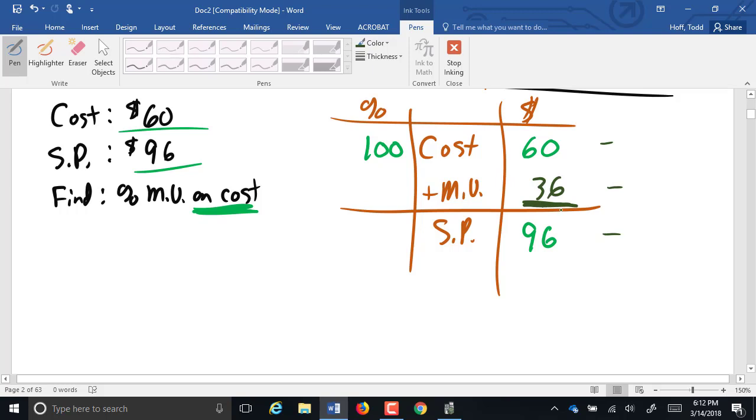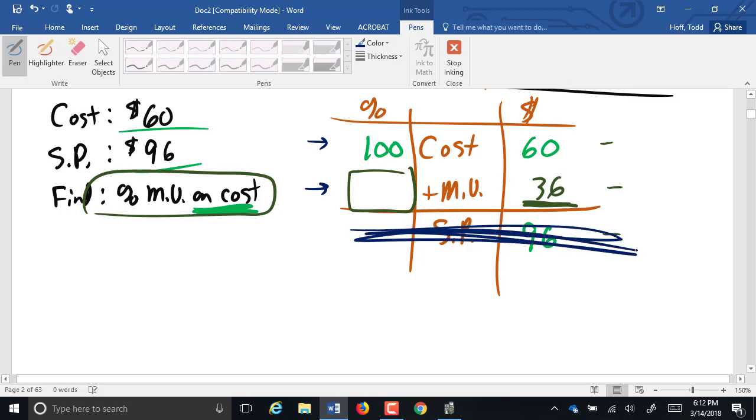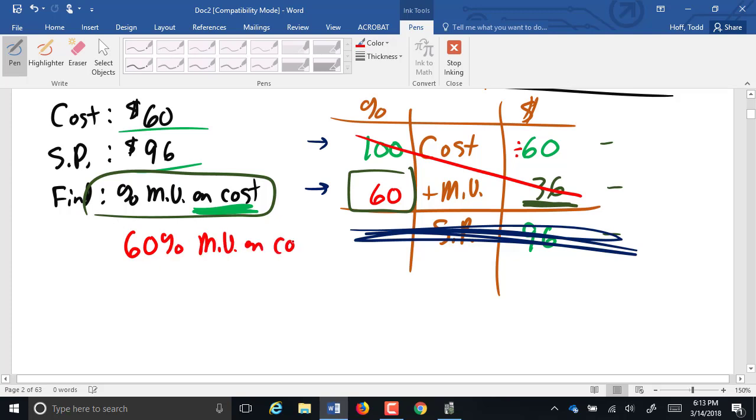Now, what are we asked to find? The percent markup. That's this number here. So now we have the top row where we have both numbers. The second row is the one that we're looking for, so we can ignore the bottom row. What two numbers get multiplied? 100 times 36, and we're going to divide by 60. 100 times 36 is 3,600. Divided by 60 is 60. That is a 60% markup on cost.